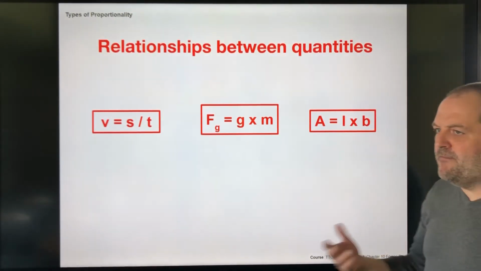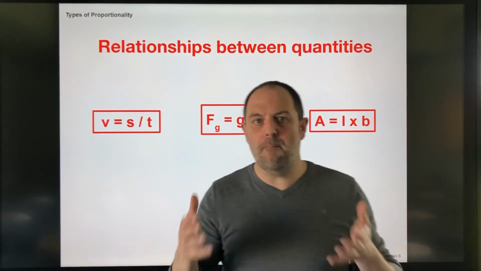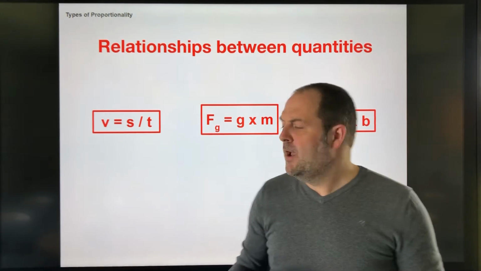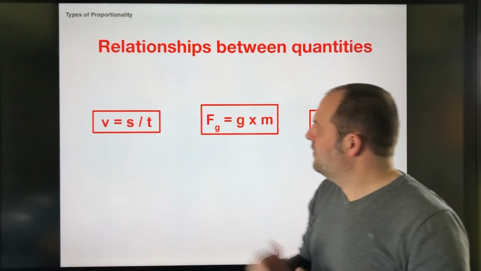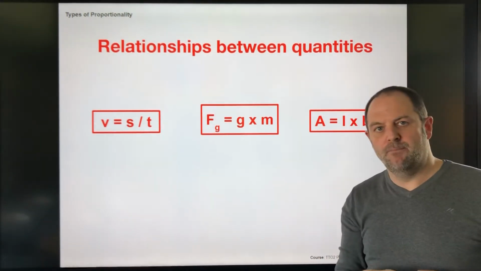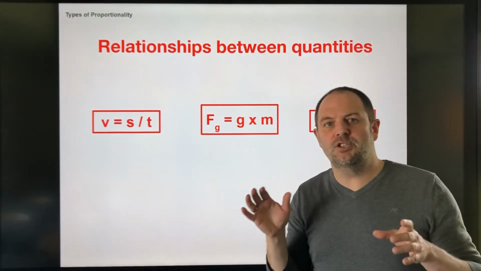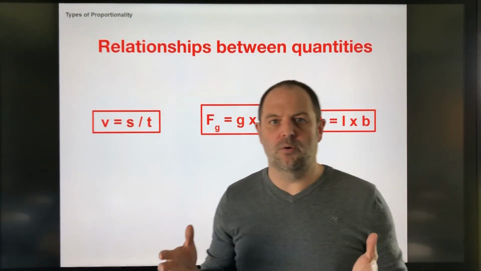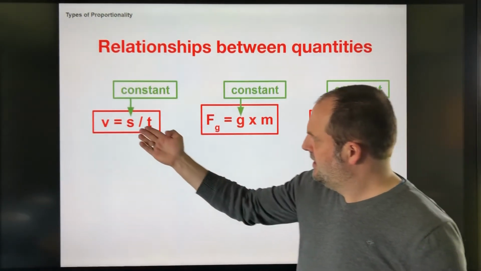Okay, well, in physics, we always study the relationship between different quantities. That's the main thing that we always do. So here I wrote down 3 different formulas. The formula to calculate the velocity of something, the weight of something, and here the surface area of, for instance, a rectangle. Well, the first thing that you always need to do is search for the constant value. That's an important step.